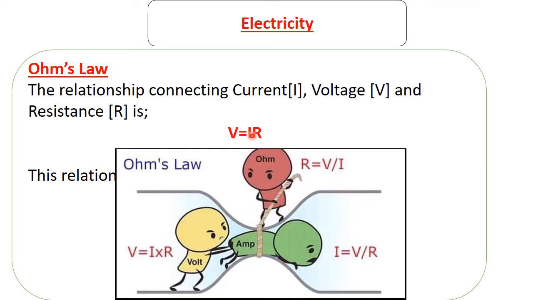Given this formula, V is equal to IR. If you want to find V, you can use it just the way it is. If you want to find R, you divide both sides by I, so you're going to have R is equal to V over I. And if you want to find I, you can just divide both sides by R, and you're going to have I is equal to V over R.